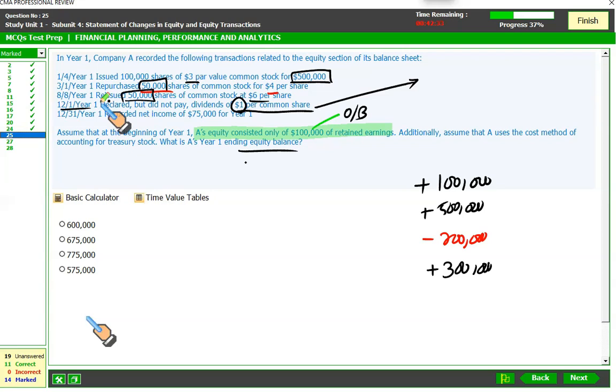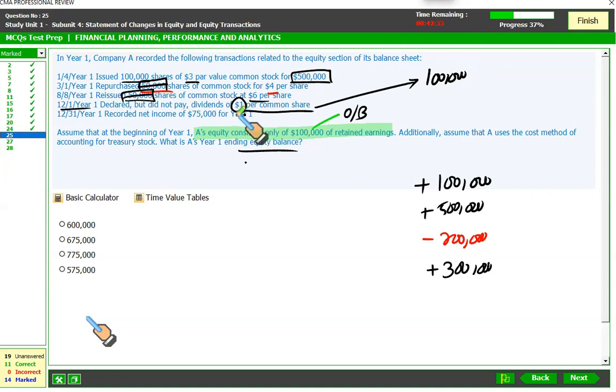Excellent, you got it right. We have 100,000 shares outstanding because these were the shares we issued. We repurchased 50 and then we reissued, which means this 50 is cancelled out with this 50. So we have 100,000 shares outstanding, on which we have declared a $1 dividend.